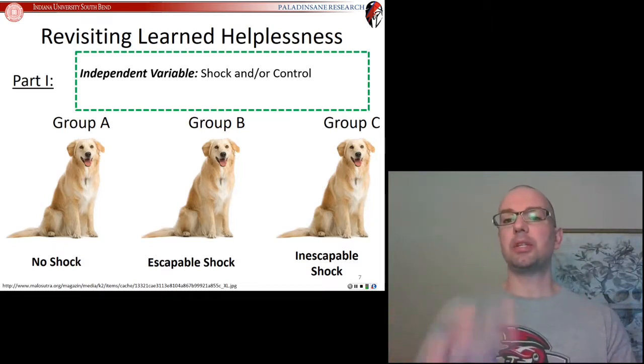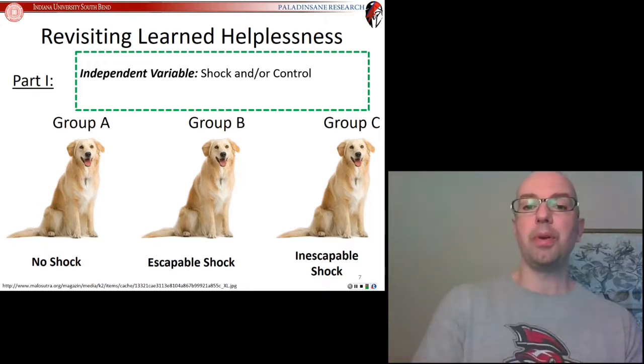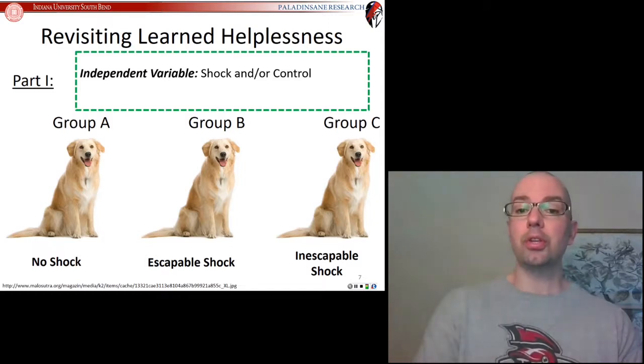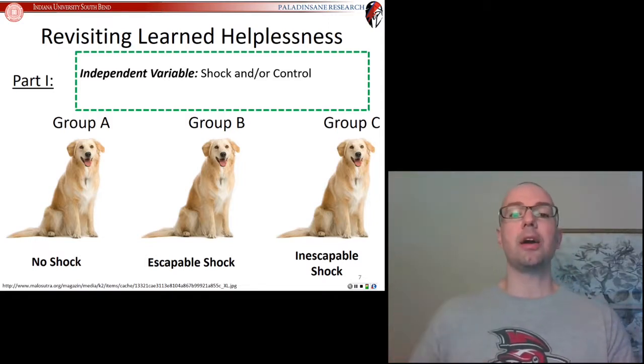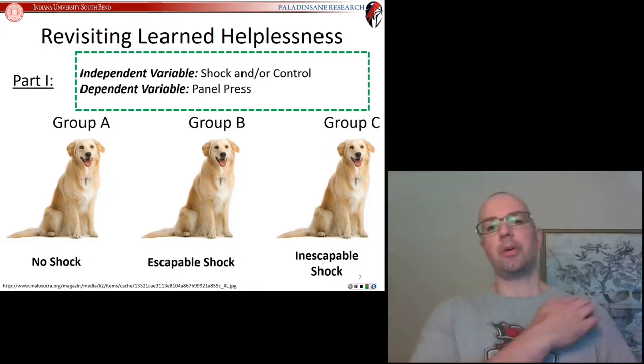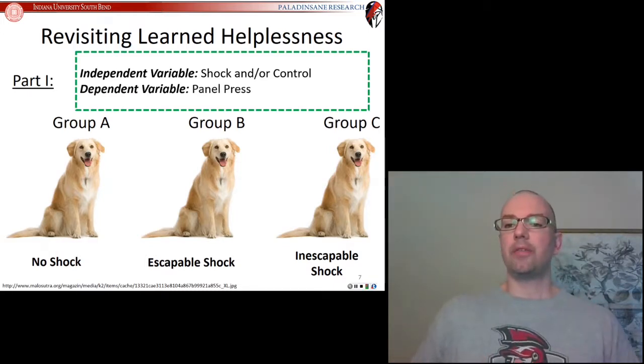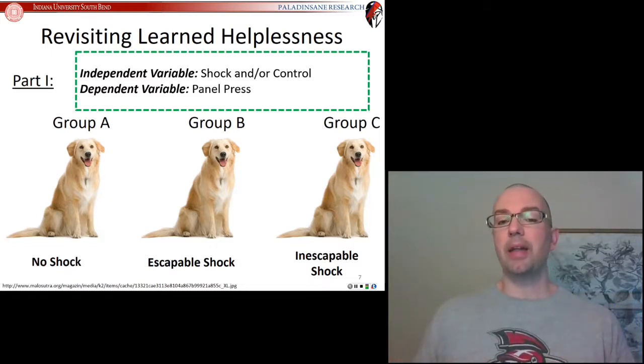And again, it's because the experimenter had control over that variable. The experimenter decided Group B was going to be able to control the shock. Group C was not going to be able to control that shock. And then the dependent variable in this case was the behavior that was measured, that was completely up to the subject, and that was the panel press, and that applied mostly to Group B.